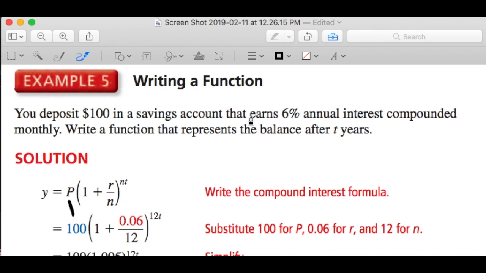Now here's the tricky part. It says that it's compounded monthly. Remember, time is in terms of years, so you leave that as T. But how many times a year it's compounded is N. So how many months are there in a year? 12. So for N, you're going to plug in 12 right here, and you're also going to plug in 12 right here. And then you have your formula.